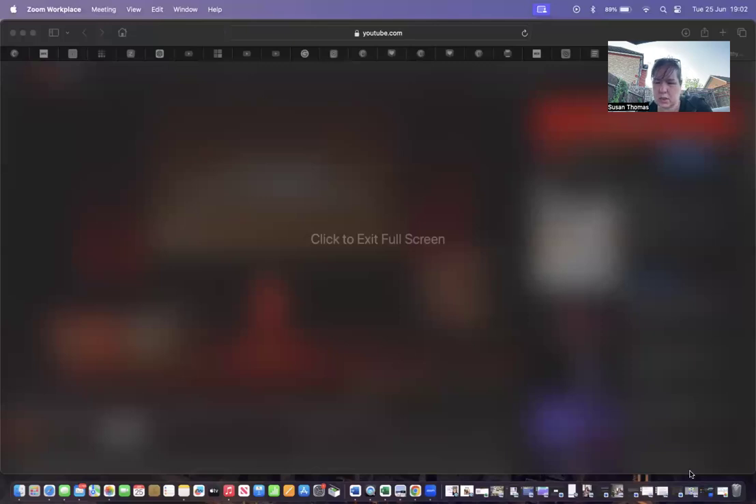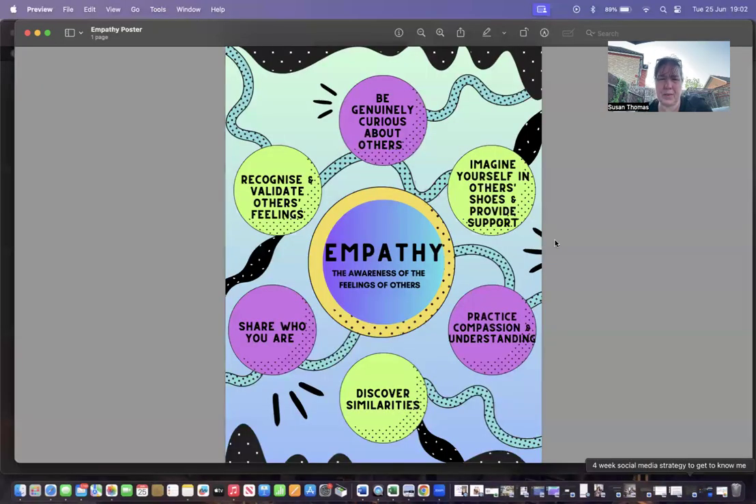So let's look into empathy a bit more. Share a little empathy poster. Okay. So empathy is the ability to understand and share feelings of another person.